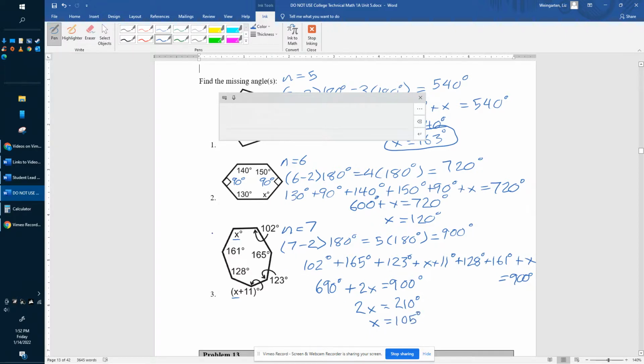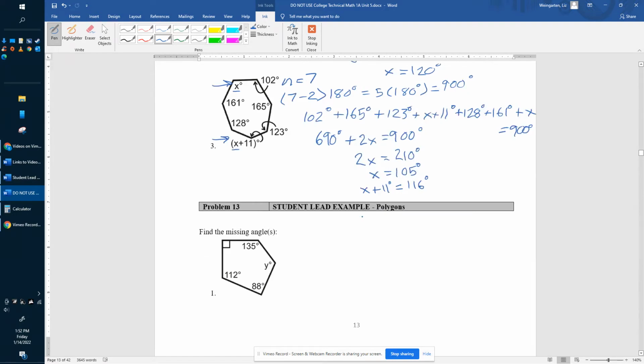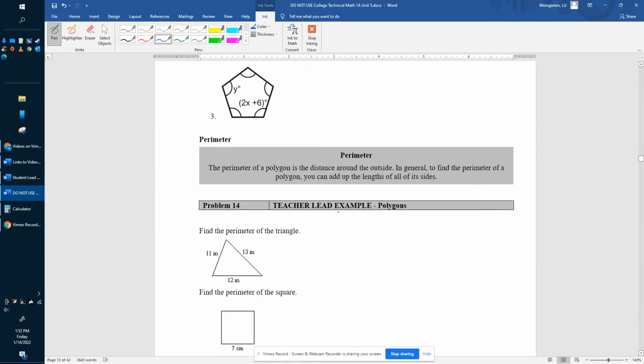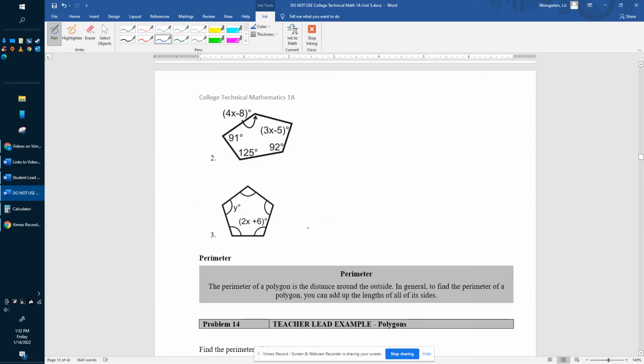So that tells us what this angle is, but what's this other angle then? x plus 11 equals 116 degrees. So that is our solution to problem 3. So move on to problem 13. You can do that on your own, and in our next video we will talk about perimeters.